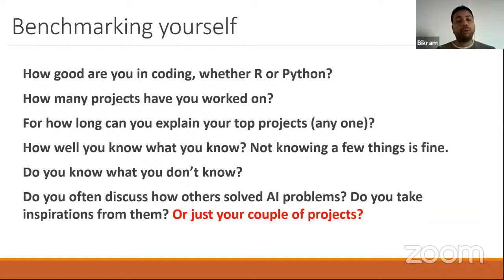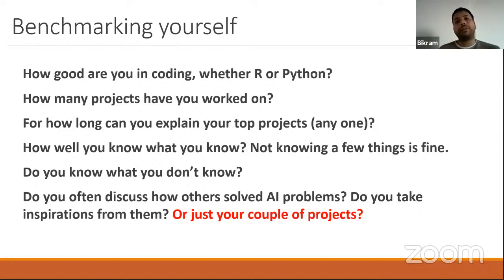So you should really know well what you think you know. You should be able to answer any questions on that. You should be able to use those tools and techniques to solve data-driven problems. It may not be optimal, but at least you really know what you know, right? So that is very, very important. Do you know what you don't know?